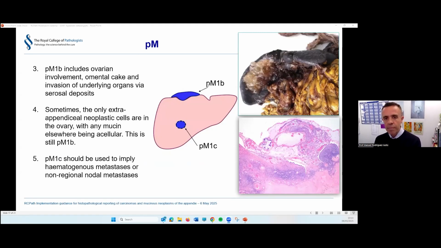So the N1B includes whenever you have serosal deposits, whether it's in the ovary, or here I put one of the examples with just tumor over the surface of the spleen. And here in the histology, you have an extracapsular tumor deposit. So this is N1B. Whenever the tumor is non-peritonealized, so it's just inside the organ, and because this could be just hematogenous or non-regional lymph node metastasis, this is what we call an N1C.